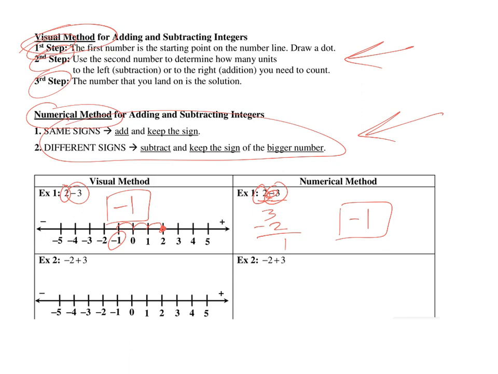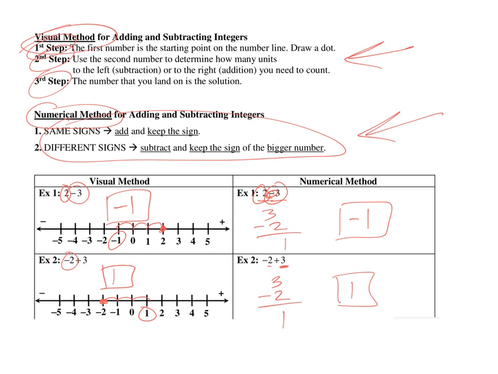All right, on to example 2. We're starting off at -2. Then I'm going to add 3. So I'm going to hop over 3 units to 1. The answer is 1. All right, using the numerical method. Signs are different. We're going to subtract. Bigger number minus a smaller number. Now we go back to the numbers. The number itself, which one's bigger, 2 or 3? 3 is bigger. And what's its sign? It's positive. Okay, so then I have +1 as my final answer.